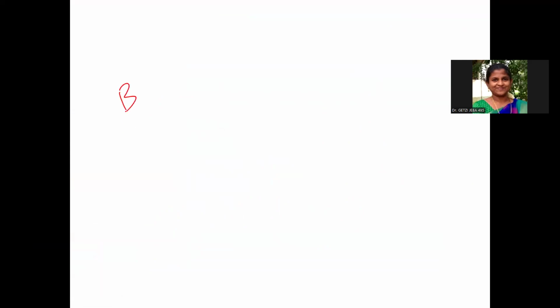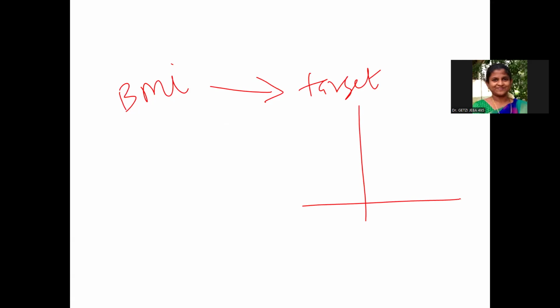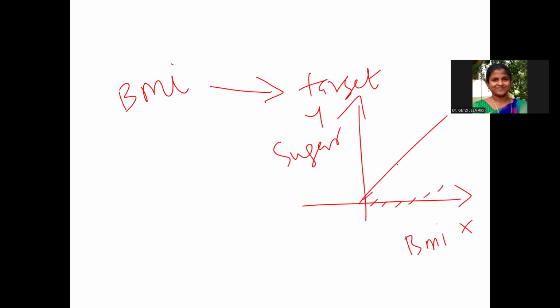I'm taking BMI. Okay, so only using BMI, I'm going to predict the target, the sugar level. This is called simple linear regression. The condition is that there should be a linear relationship between the X and the Y. Say this is BMI and this is my sugar level. Linear relationship means whenever the BMI increases, the sugar also should increase. So this is called the level. Okay, so there should be a linear relationship.